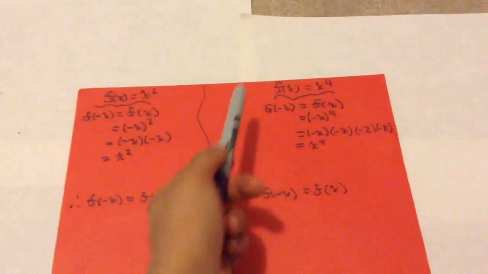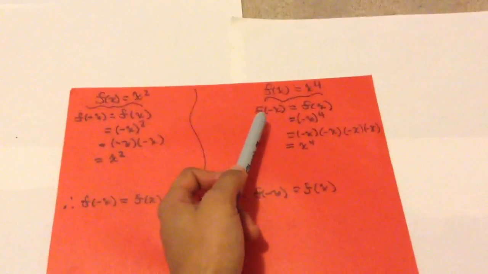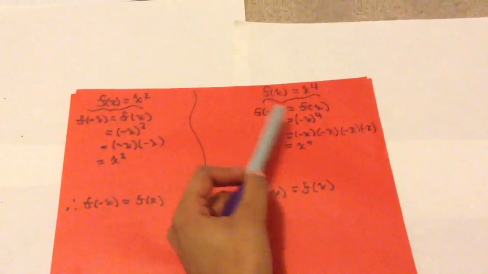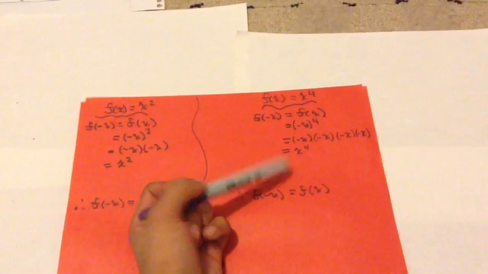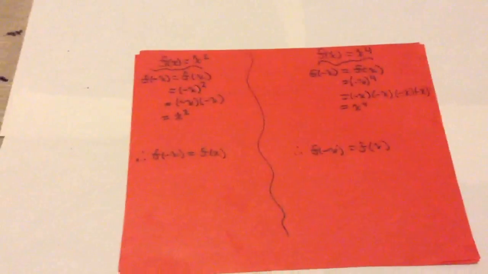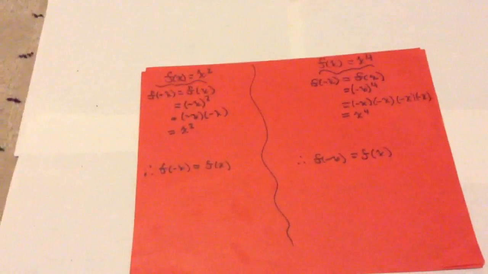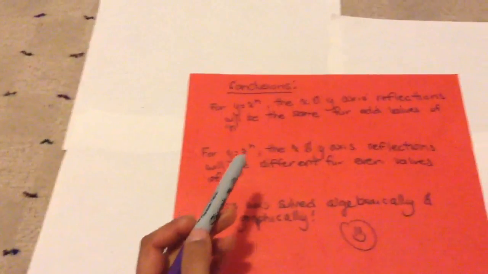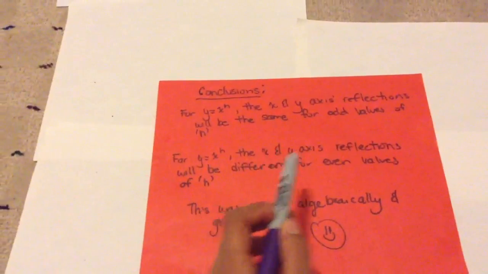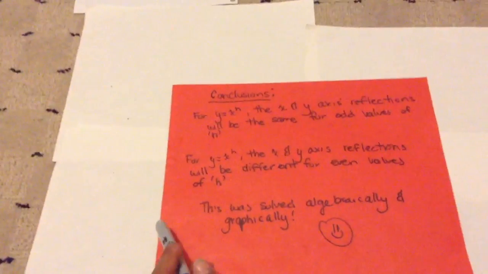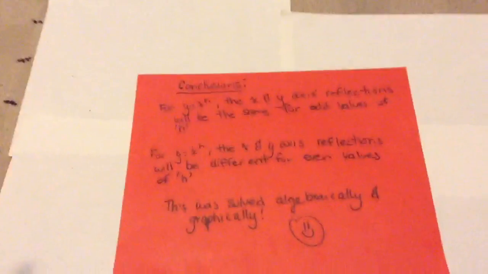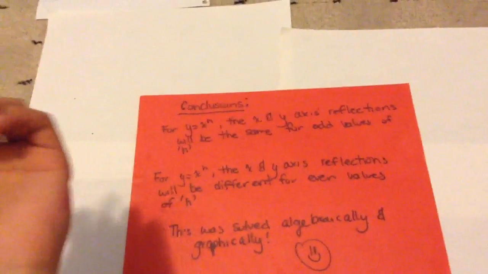Okay, let's look at x to the power of 4. We see that there's the equation for even symmetry, negative x to the power of 4 in expanded form, and x to the power of 4, therefore f of negative x equals f of x. So looking at this pattern, we see that both values of n are even, therefore we can conclude that for y equals x to the exponent n, the x and y axis reflections will be different for each even value of n.